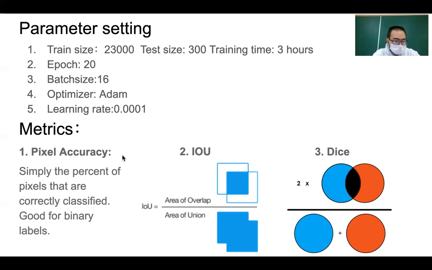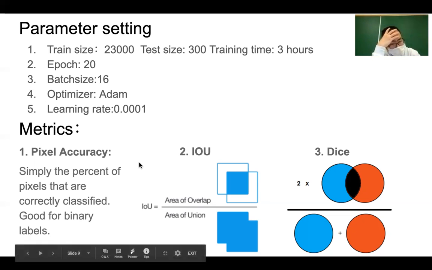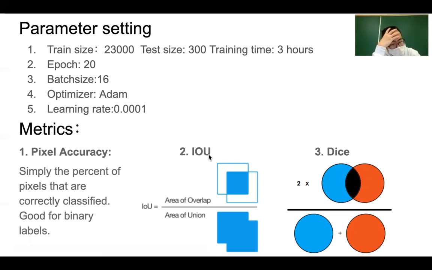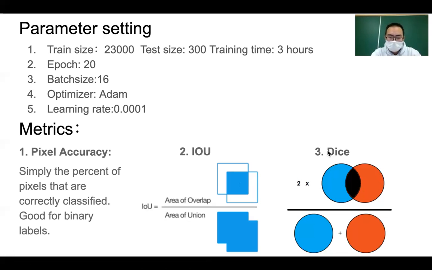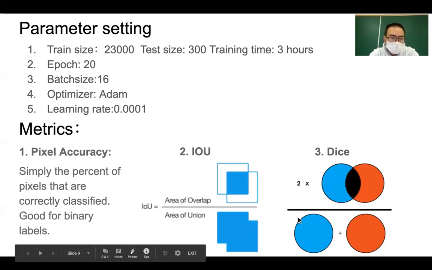The first one was pixel accuracy, which is just the percentage of pixels that are correctly classified as either background or ROI. This is really good for the binary labels that we have. The second metric is the intersection over union, or IOU, which is simply the area of overlap between 2 objects divided by the area of union. The third and last metric we use is the Dice coefficient, which is twice the area of overlap divided by the total number of pixels occupied by these 2 objects.